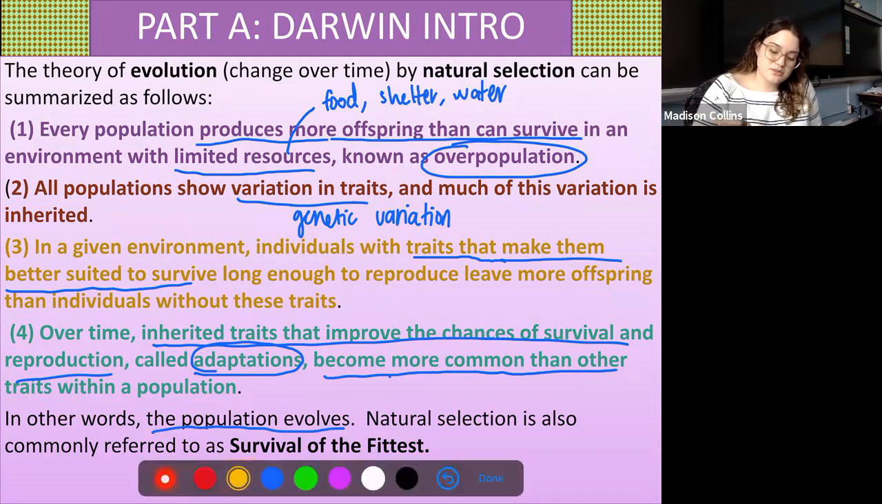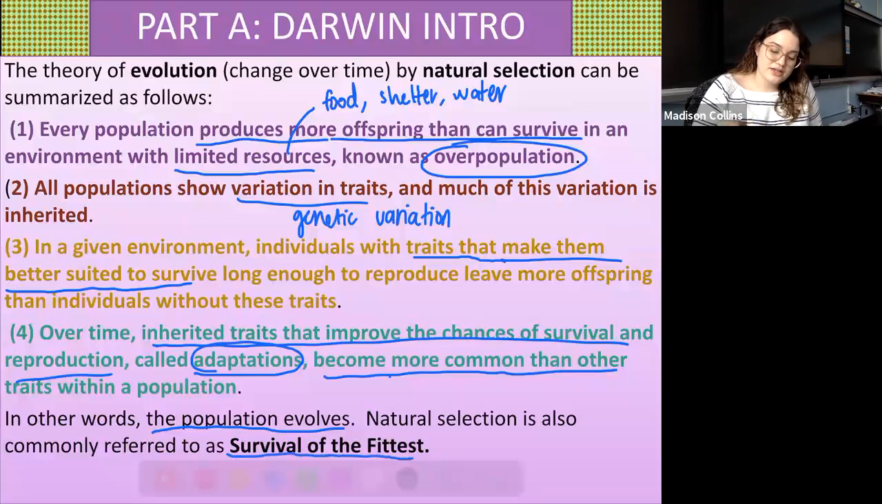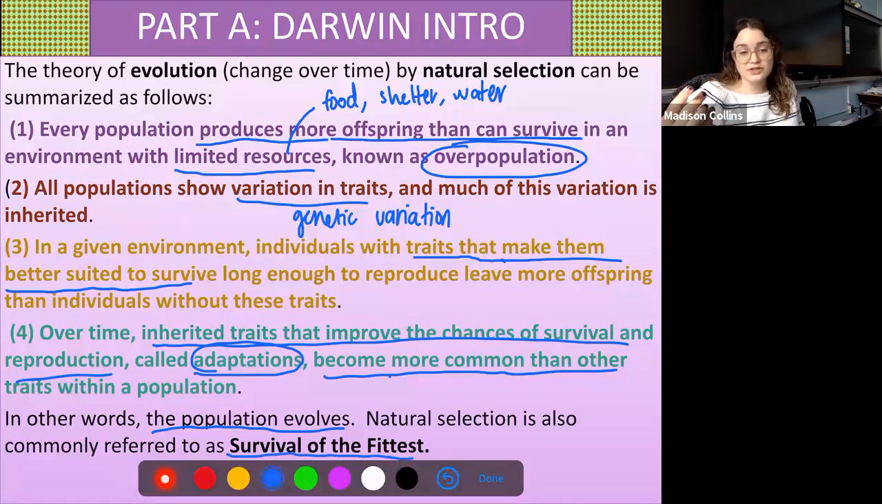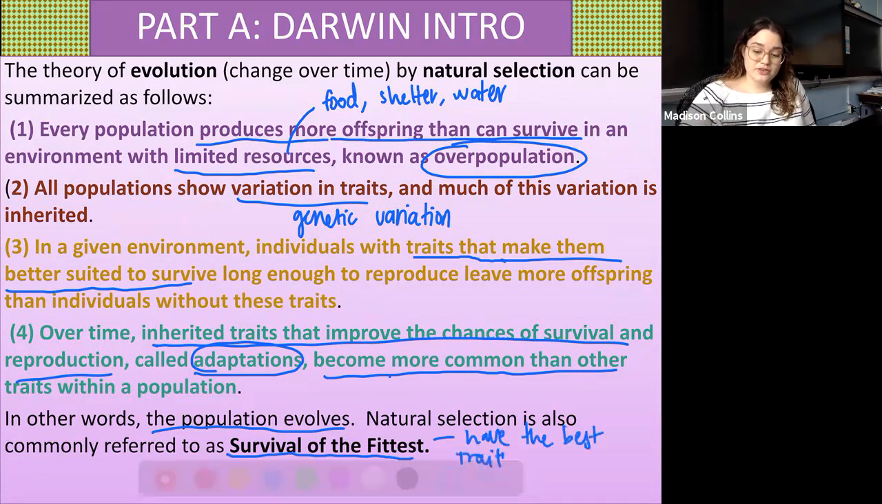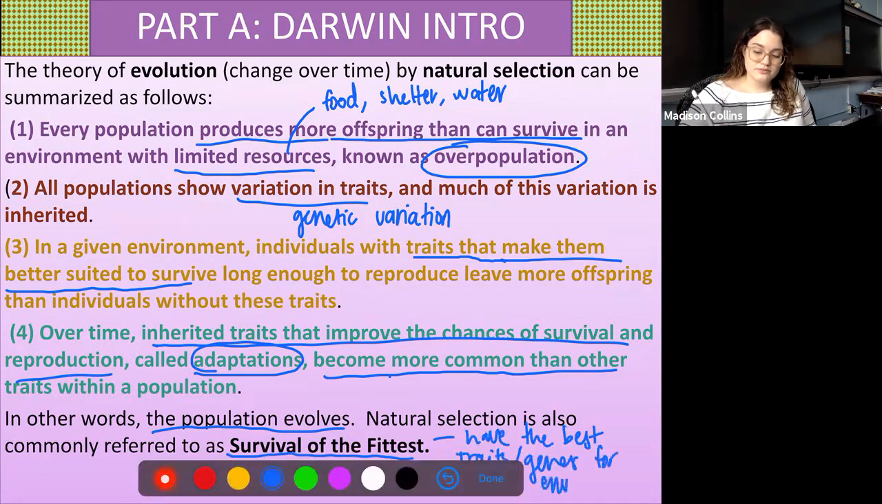Now, when we see this word fittest, we're not talking about species that go to the gym most frequently. We're talking about species that have the best traits for their environment, right? Have the best traits or the best genes for their environment, right? Something that helps them survive and reproduce.